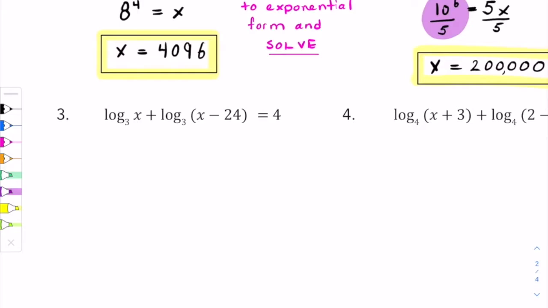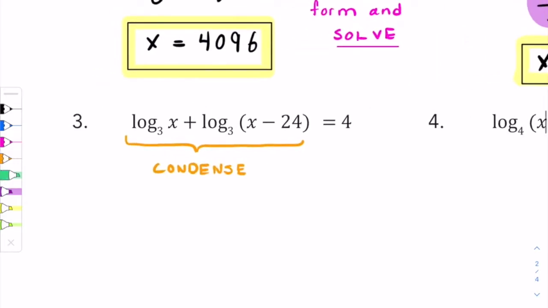Number 3, this one looks a little bit more complex because we need to condense these two logarithms before we can evaluate. Condensing them is going to involve the product property because I see a plus sign in the middle.